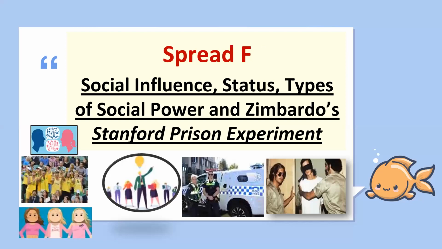So what we're doing today is we're covering spread F. Last class, if you remember, we were going through what is social psychology. We were looking at the different ways in which we make social judgments. And now we're moving to the next topic in social psychology, which is social power. And we're looking at this idea of what is the meaning of social power?